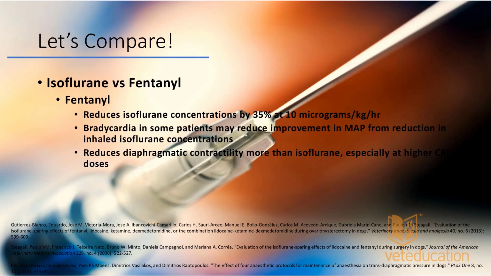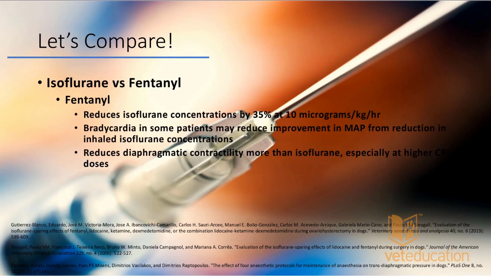And what they found was that fentanyl use can decrease the requirement for isoflurane concentrations to maintain a surgical plane of anesthesia by 35% when patients were maintained at 10 micrograms per kilo per hour, which is a fairly standard anesthetic dose. Some patients showed bradycardia, and a bradycardia in some patients might reduce the improvement in mean arterial blood pressure from a reduction in inhaled isoflurane concentration. So what the sentence is really saying is that, all right, we drop our isoflurane concentrations, we might expect mean arterial blood pressure to increase.